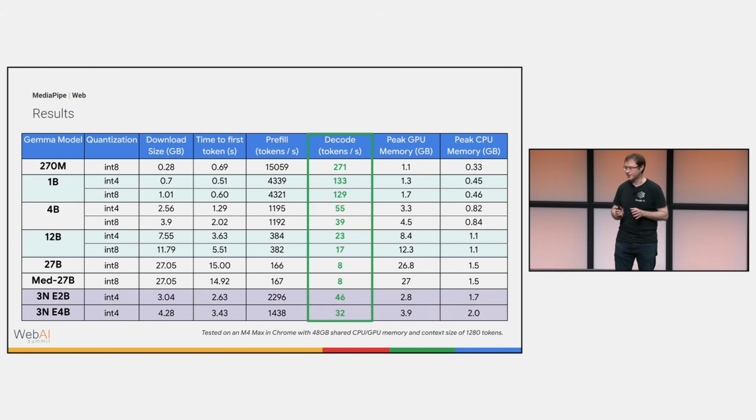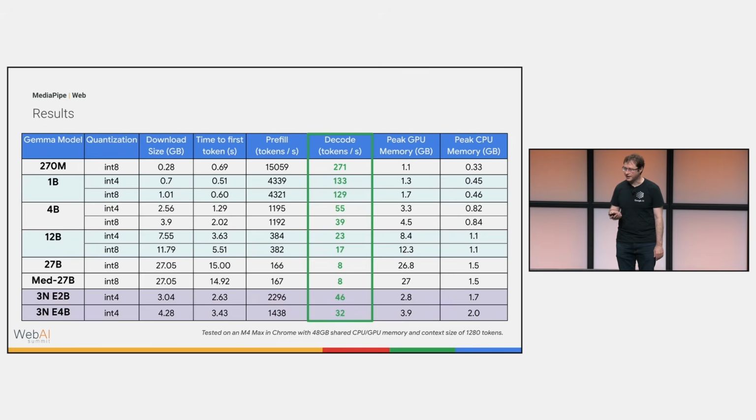OK, so how do we do? Let's take a look at the results. Now, there's a lot of data packed into just this one table, but the key takeaway here really is just that it's low overhead and fast. On a 2024 MacBook Pro, we see that even the largest models can run in the browser and generate content at approaching human reading speeds and using remarkably little CPU memory.